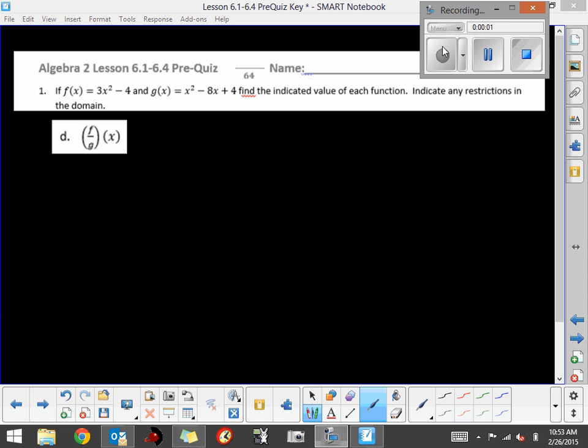Our instructions in 1D are to divide functions f and g. So we want to take function f, which is 3x squared minus 4, and divide it by the function x squared minus 8x plus 4.